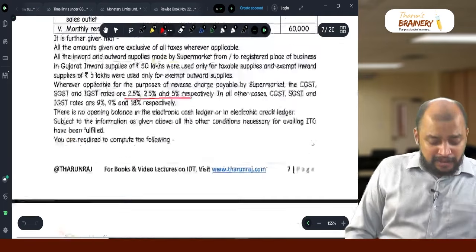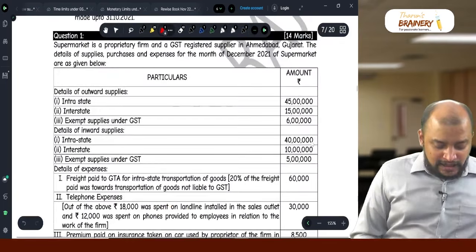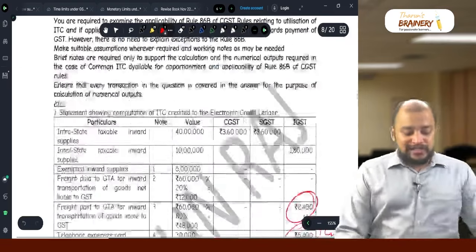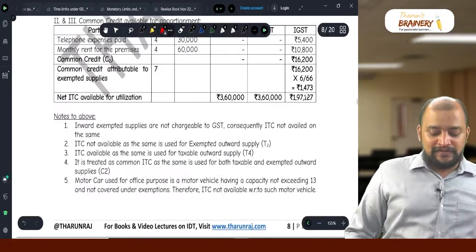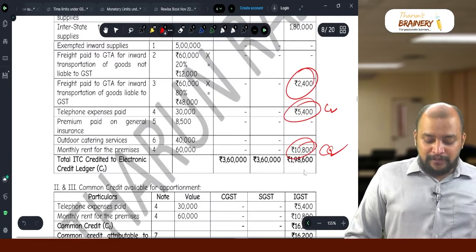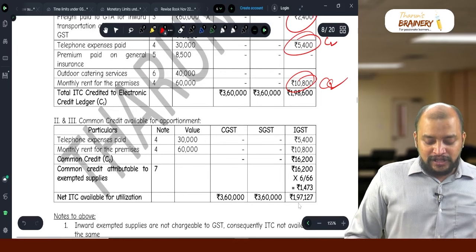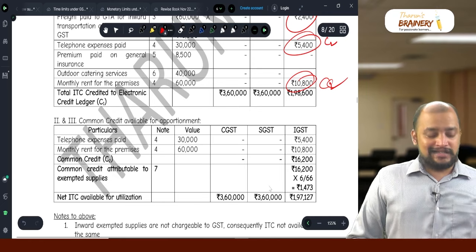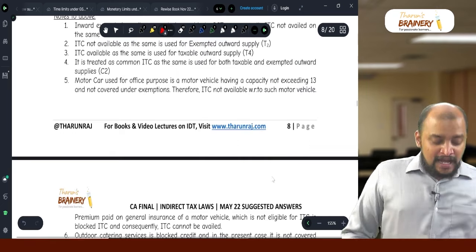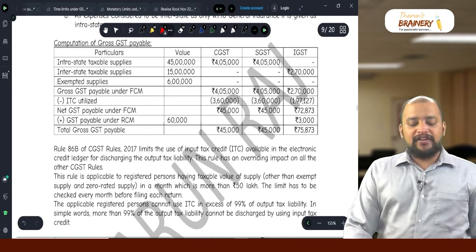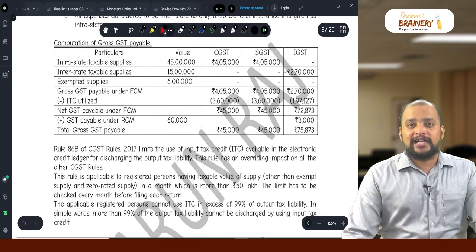So what is the exempted turnover to total turnover? The exempted turnover is 6 lakhs and the total turnover is 66 lakhs. Therefore 6 divided by 66 gives the amount to be reversed, 1,473. From this 1,98,600, if 1,473 is reduced, the remaining is 1,97,127, and here 3,60,000, 3,60,000. This is the credit that we have. Then when it comes to liability, here 45 lakhs, 4,05,000, 4,05,000, 15 lakhs, 2,70,000.